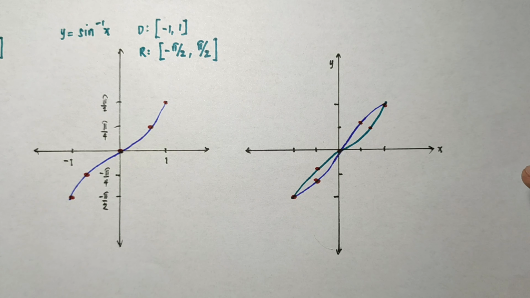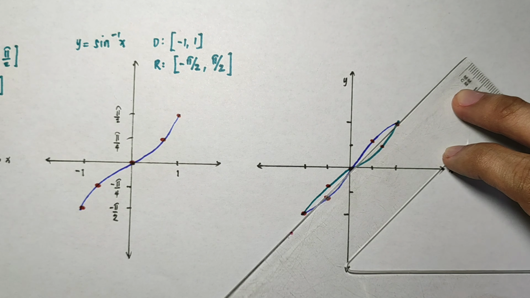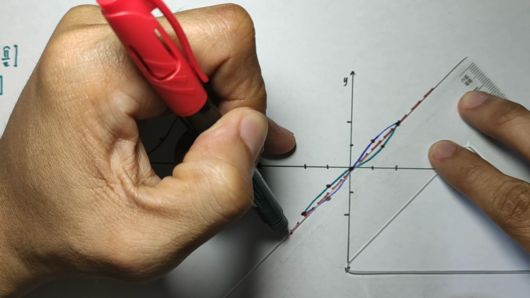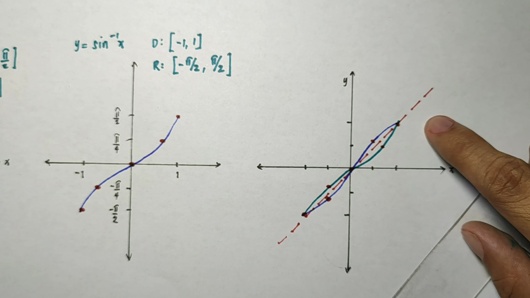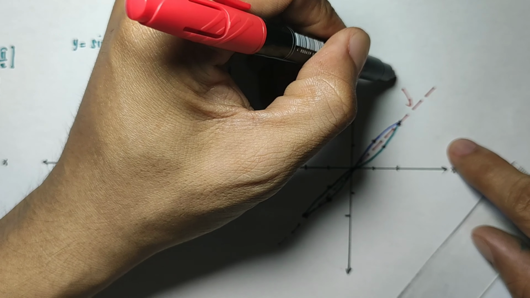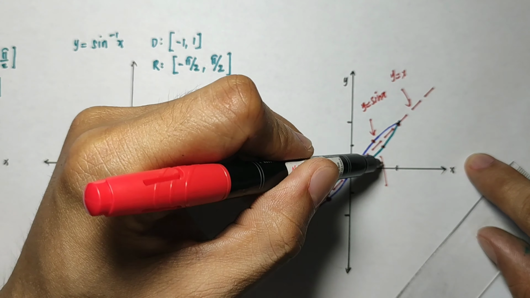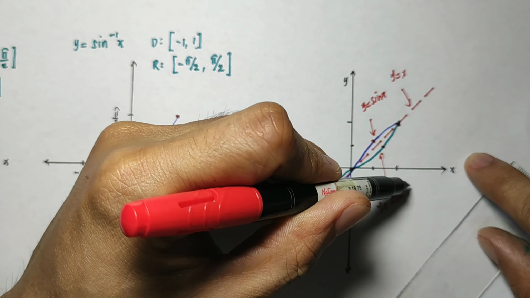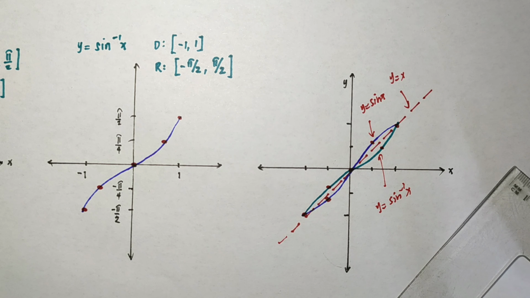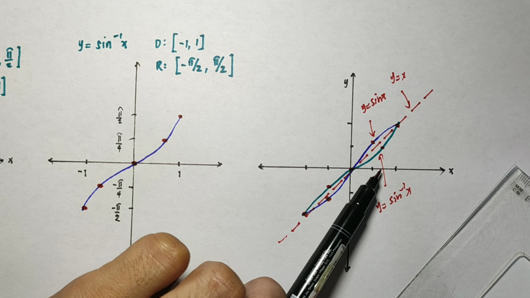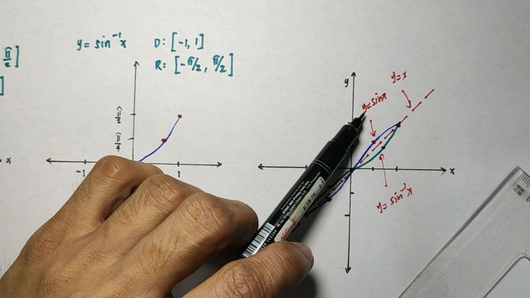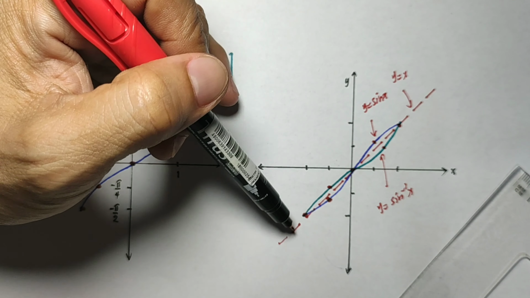Okay, so what have you noticed? Let me draw the line y equals x. Okay, so this is the line y equals x. This is the graph of y equals sine x. And this is the graph of y equals inverse sine x. So as you can see, the graph of the inverse function is the reflection of the graph of the original function y equals sine x about the line y equals x.